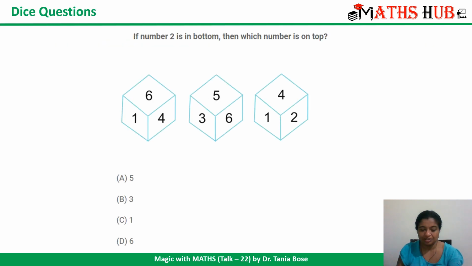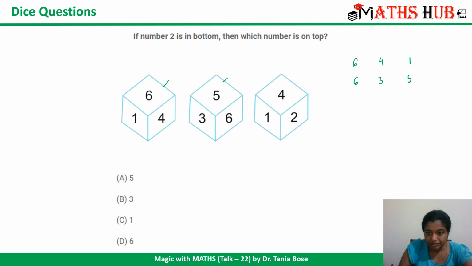Okay, so let's move on to the next question. If number 2 is at the bottom, then which number is on the top? That means you have to tell me the face which has the opposite number of 2. So let's compare the first and the second dice. 6 is common. So 6, 4 and 1. Similarly, we have 6, 3 and 5.